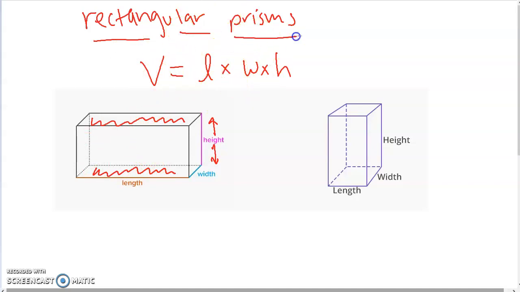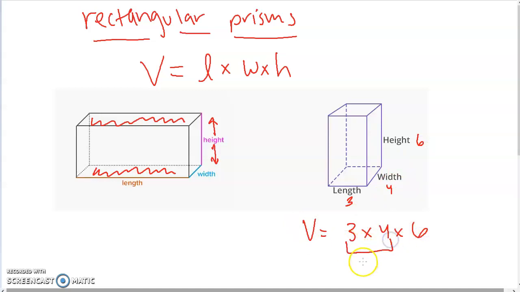So if you notice that you have a rectangular prism, it'll be length times width times height. In this case, length times width times height. If I said that this had a length of 3 inches and this has a width of 4 inches and this has a height of 6 inches, the volume would be 3 times 4 times 6.